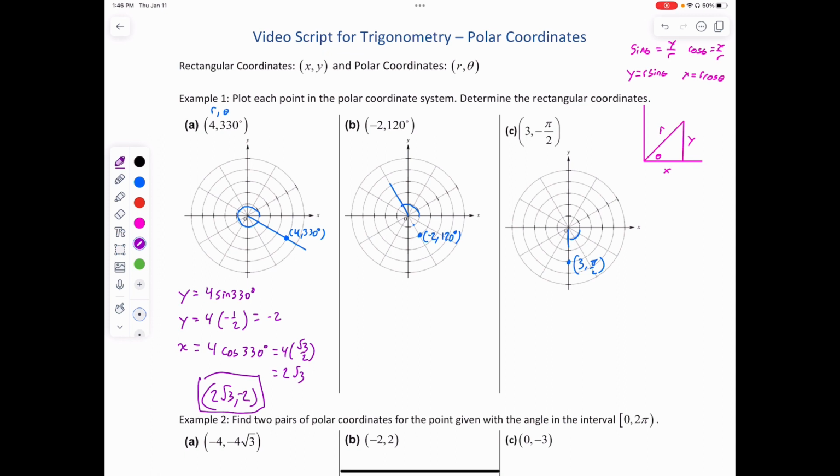The next couple are pretty similar. This might be a good opportunity for you to pause and try to see if you can attempt these on your own before I do them. Jumping into them, we're going to see that x is equal to r, -2, times the cosine of 120 degrees. The cosine of this angle here is -1/2, so I get -2 times -1/2, which is 1. The y is going to be -2 sine of 120 degrees, which is -2 times radical 3 over 2, which is negative radical 3. And therefore, my ordered pair in rectangular form is going to be (1, -√3).